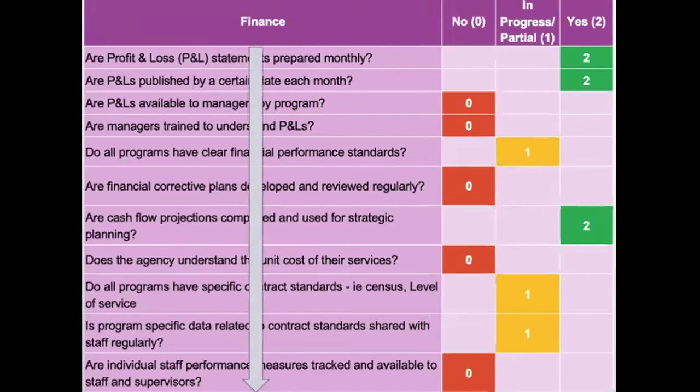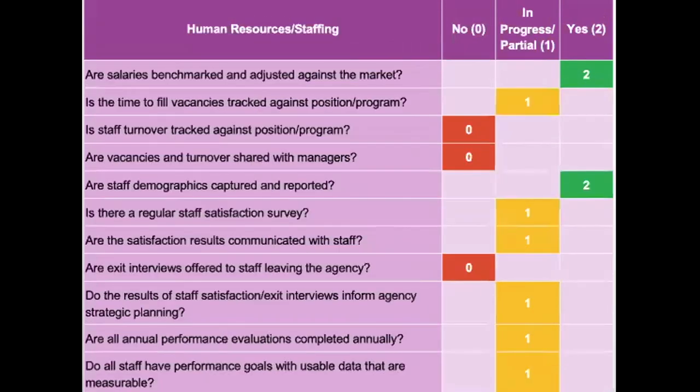So using the example of the profit and loss statements, is the agency preparing them on a monthly basis? Do they come out each month? Do the managers get them? And are the managers trained to be able to understand and use the data to make changes?